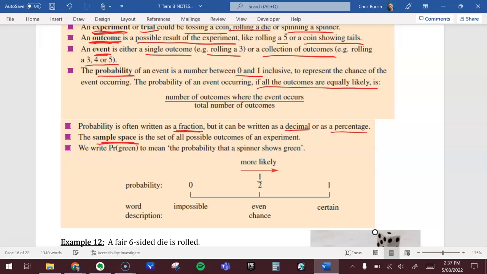Okay, the sample space is everything that's possible in the experiment. In some experiments, like the coin, you only have 2 possibilities, heads and tails. That's your sample space. And we write this as the probability, and then in brackets, what we're looking for, to mean the probability that the spinner will show green. And we'll look at other ways to do that.